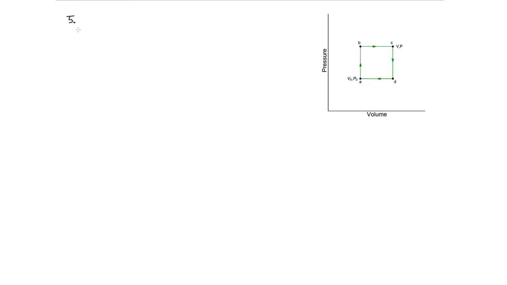Okay, so this is problem 5. We've got this figure here, and we're told that we've got 1 mole of gas and it's undergoing this cycle, and that P up here, so P is equal to 2P naught, and here V is equal to 2V naught, and that P naught equals 1.01 times 10 to the 5 pascals, and that V naught is equal to 0.0225 meters cubed.